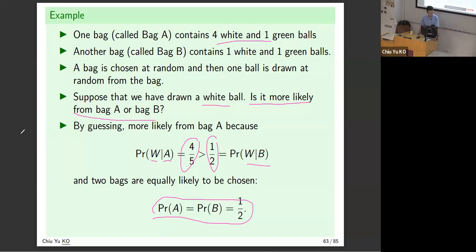So the actual question given to you is asking the probability that the bag is A given it is white, or you can calculate this one. Do note that they must add up to 1, because it is either from A or from B. It cannot be from C, because I already described the process. So how can we proceed?